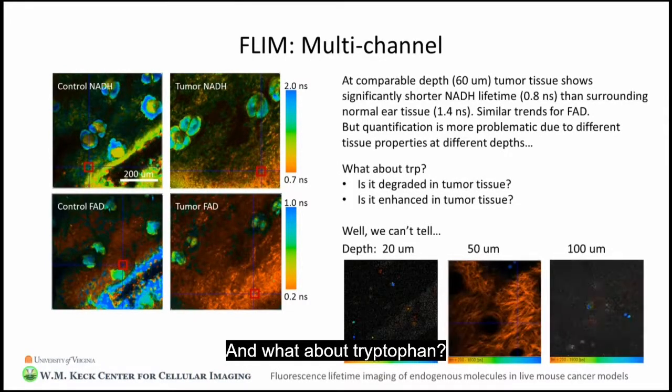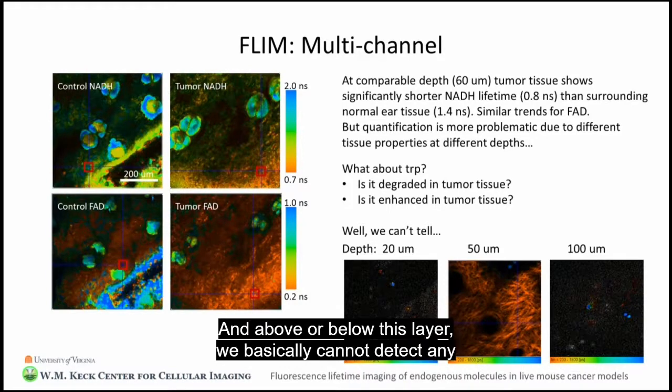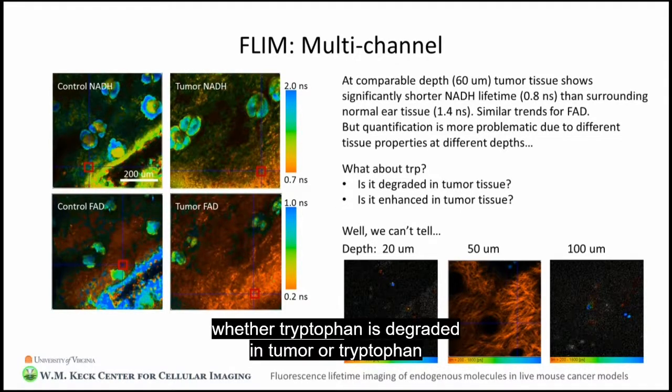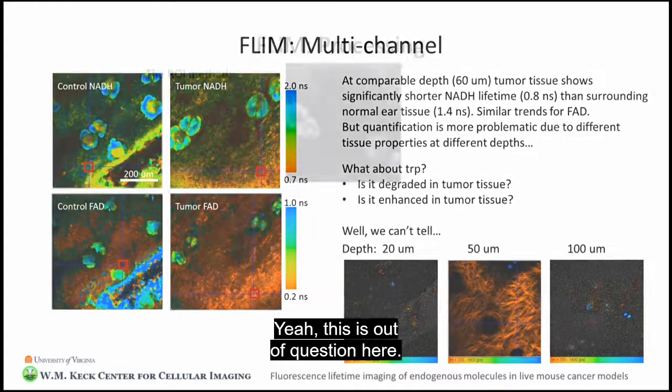And what about tryptophan? It has been mentioned here a lot. So, well, unfortunately, in our case, we don't really see much of tryptophan. The signal that we are getting is extremely weak. What we can only see is that when we go to the top of the dermis, we can see a lot of SHG from collagen, but that's basically all we can see, and above or below this layer, we basically cannot detect any tryptophan, so we can't really add to the discussion whether tryptophan is degraded in tumor or enhanced in tumor. Yeah, this is out of the question here.